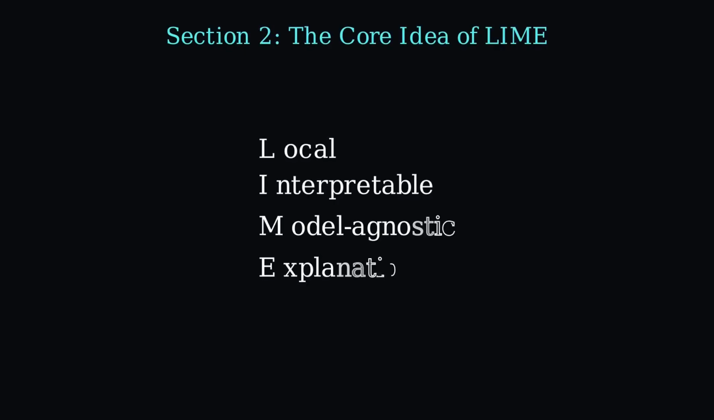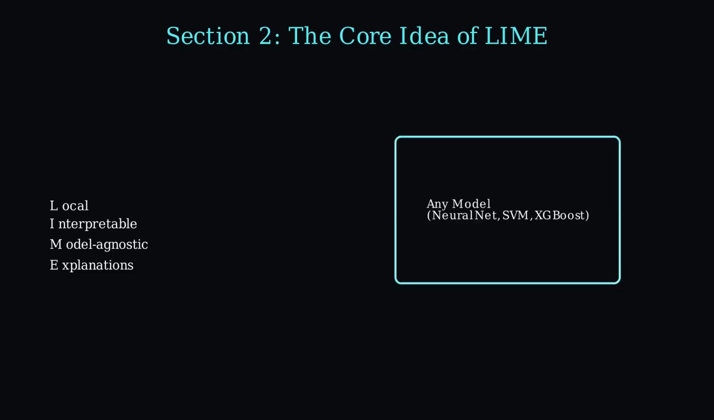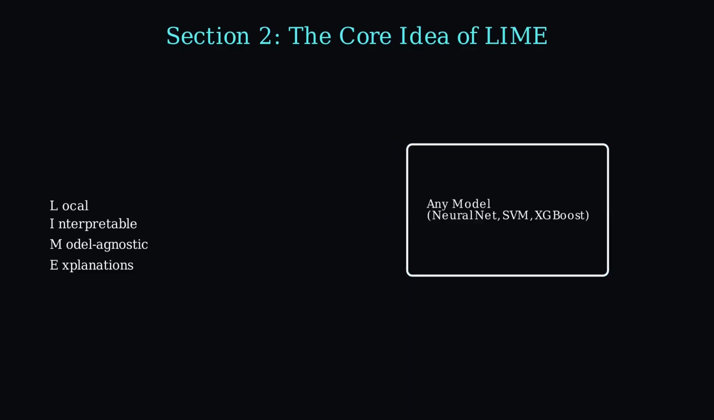Now we reach the heart of the lecture, the core idea behind LIME. LIME stands for Local, Interpretable, Model Agnostic Explanations. The term model agnostic means that LIME doesn't care about the internal architecture of your classifier. Whether it's a deep neural network or a random forest, LIME treats it as a black box that just takes inputs and returns probabilities.